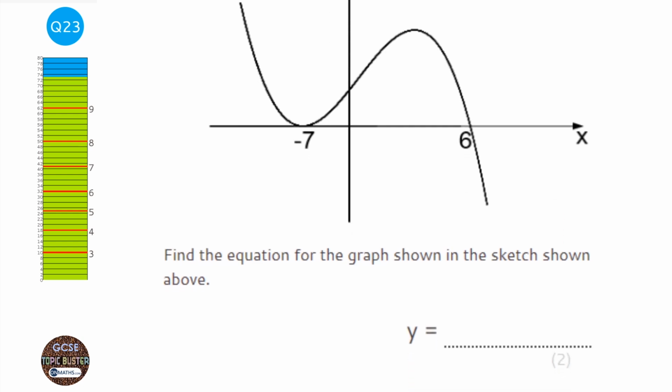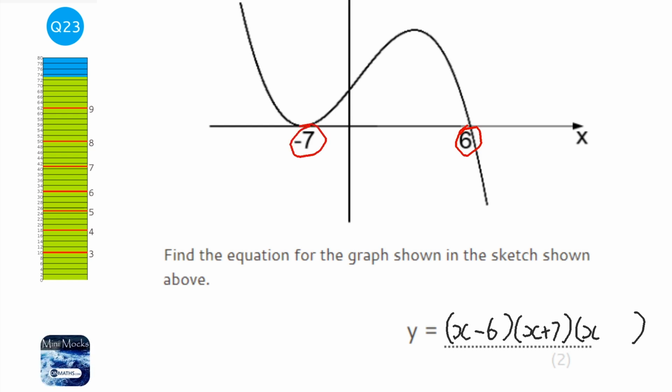Okay, so we've got a cubic graph here because it goes down then up and then down again, and we're asked to find the equation of the graph. Now the problem with this is the normal method is to put down 3 brackets, and any solution it gives us in the graph we write down the opposite, the inverse sign, right? So for this one here it would be x minus 6, because 6 take away 6 is 0, therefore that's a solution. And for this one here it would be plus 7, because 7 take away 7 is a solution, right? Because it equals 0.